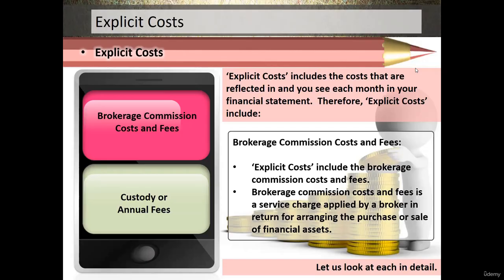Okay. So now in this case, let's suppose if you have invested 1,000 rupees in some stock, and the commission is 20 paisa, then in that case you will be paying for every 100 rupee 20 paisa, so you will be paying hardly 2 rupees over 1,000 rupees of investment. Okay, so explicit cost is the brokerage or commission cost and fee.